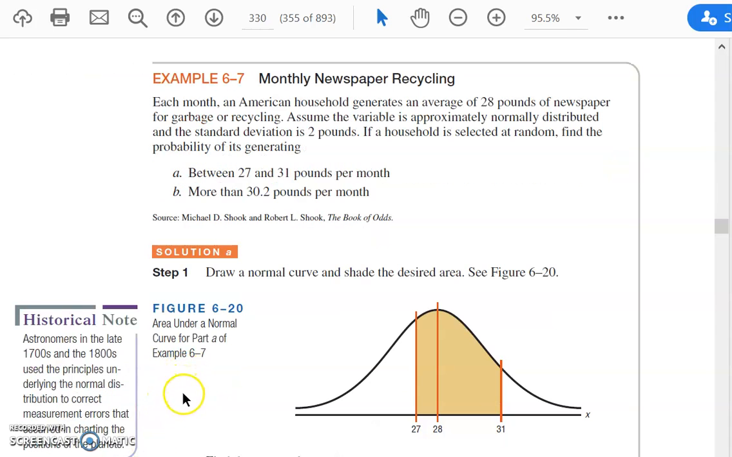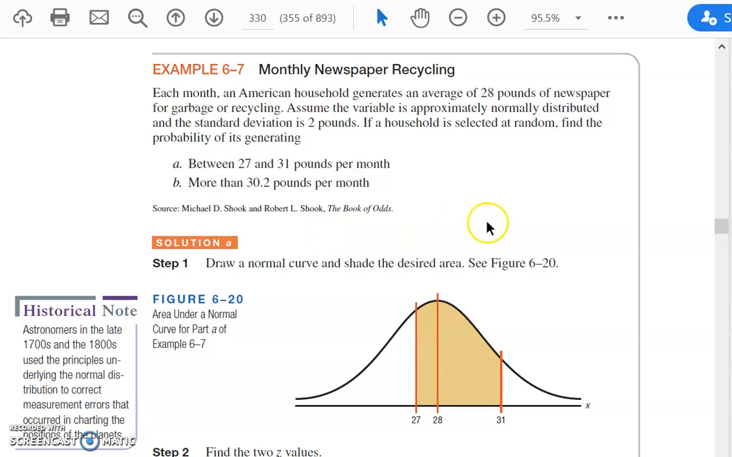Okay, so now another typical type of problem that you'll want to know is how much of this variable you're dealing with is between this number and that number. This is just a metaphor for other kinds of problems that we're going to get. So, monthly newspaper recycling. The average household generates 28 pounds of newspaper for recycling. It's normally distributed with a standard deviation of 2, and you pick a household at random. Everybody has an equal chance of being chosen. That's what we mean by random.